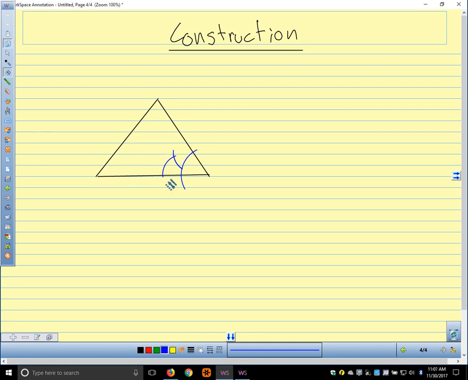Let me draw that one a little more carefully. Okay, and I'm going to bisect one of the other angles. Two of the angles is enough. We know that all 3 should intersect at the same point. So I'm going to bisect the other angle, make my arc. Try to get it to do it without making a full circle. Good.